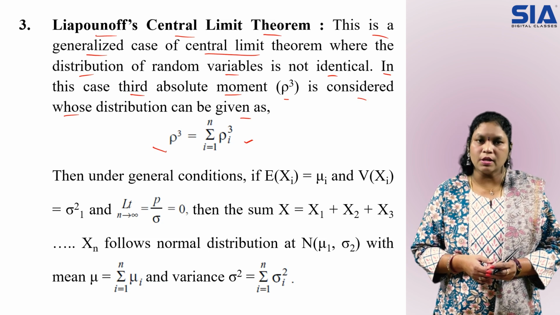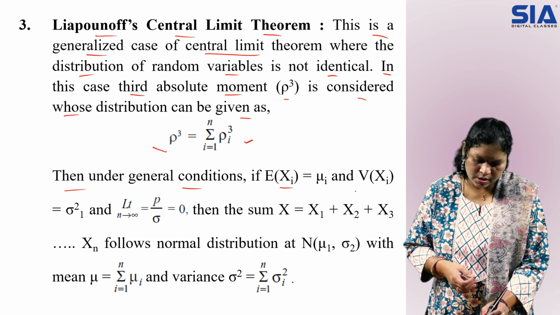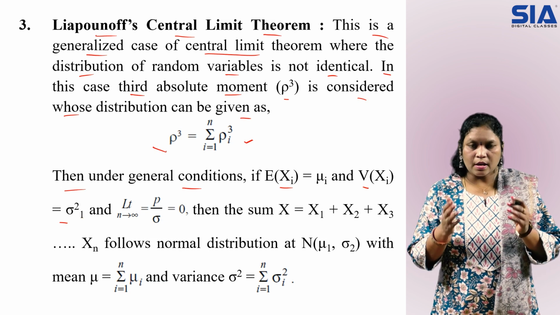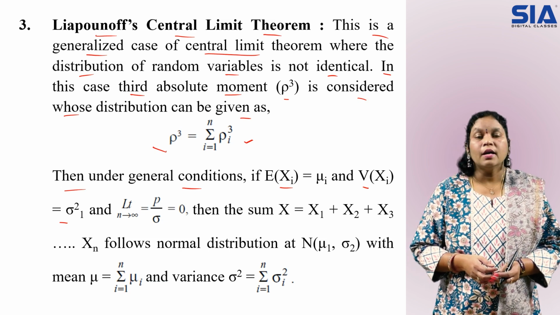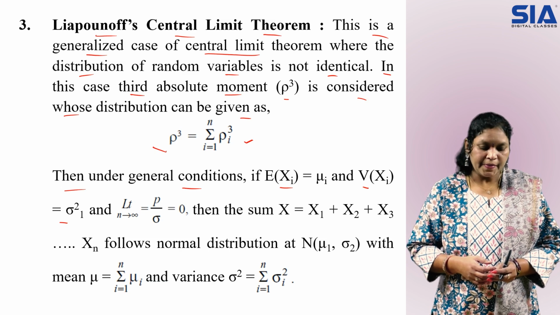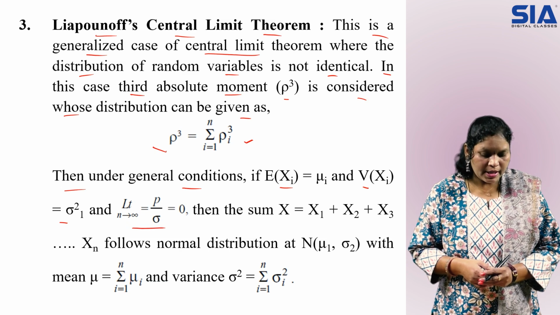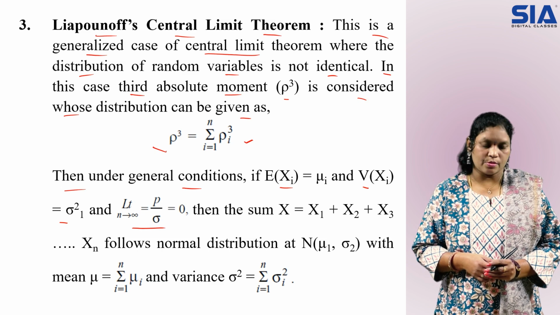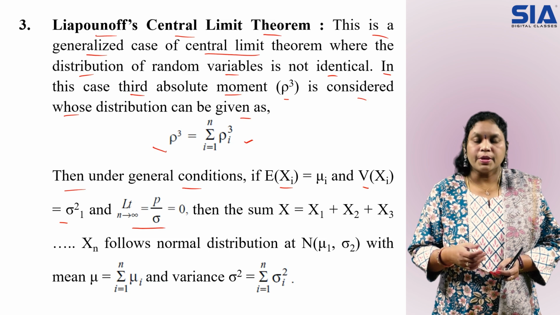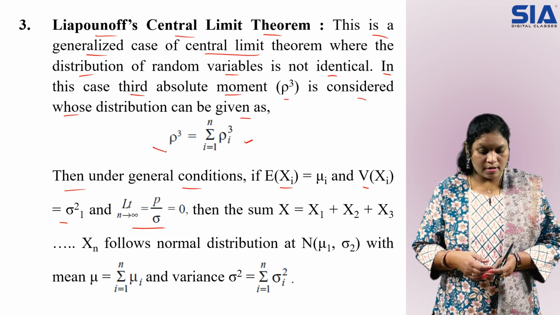So if you consider the third moment, in this case which are not identical, let us check out how the conditions go. Under general conditions, expectation of xi is equal to mu i, and variance of xi is sigma i square. So what happens with the third moment? Then the limit as n tends to infinity of rho by sigma is equal to 0. Whenever you apply the limit for rho by sigma, it goes to 0. So this is the condition we got in the third case.